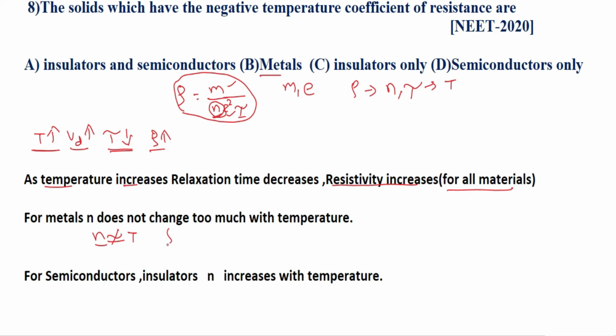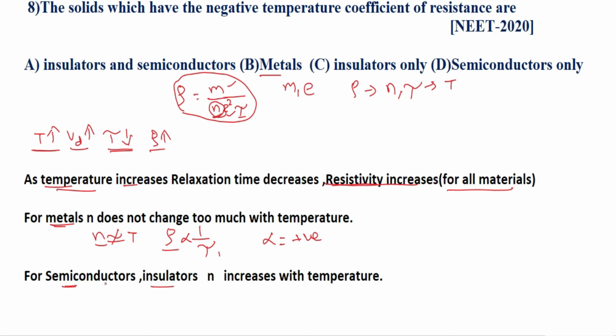So in the case of metals, resistivity depends upon tau, and we know that as temperature increases, resistivity also increases. So what happens in the case of metals? As temperature increases, the value of resistivity will also increase. That is, the value of alpha is positive in the case of metals. So that is the first point. Next point is, now let us go to the other classification, that is semiconductors and insulators.